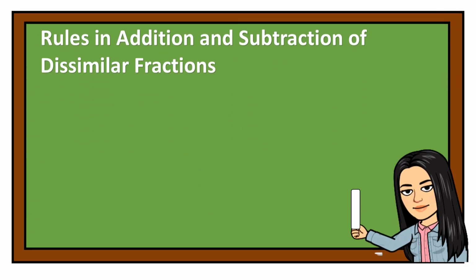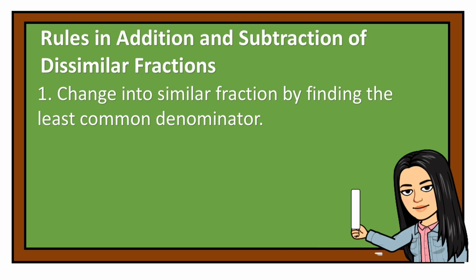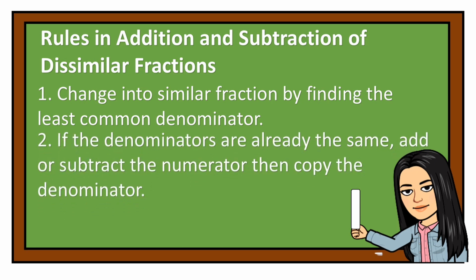These are the rules in addition and subtraction of dissimilar fractions. 1. Change into similar fractions by finding the least common denominator. 2. If the denominators are already the same, add or subtract the numerators, then copy the denominator. And 3. Simplify if needed.